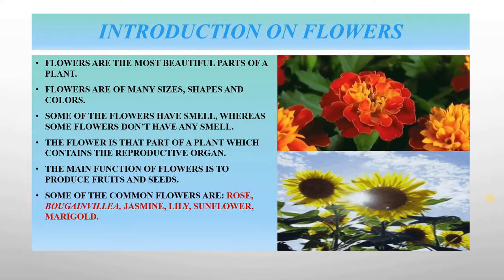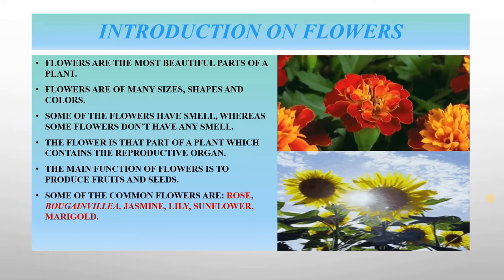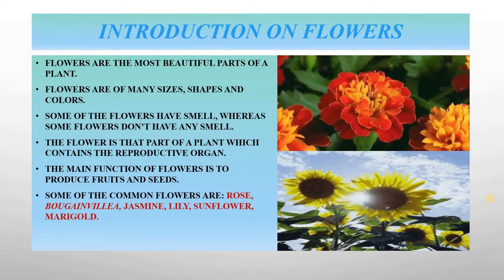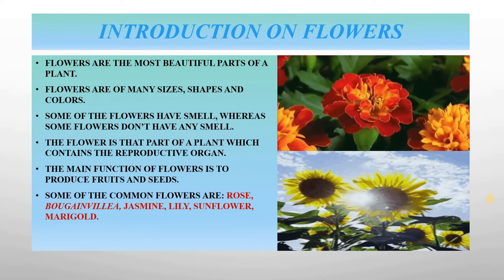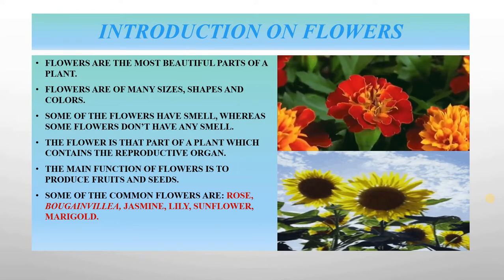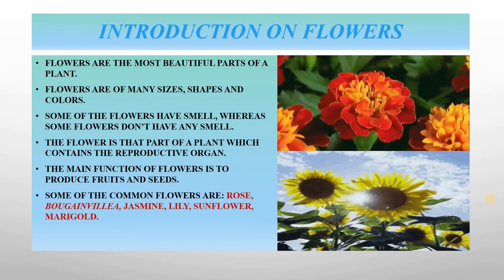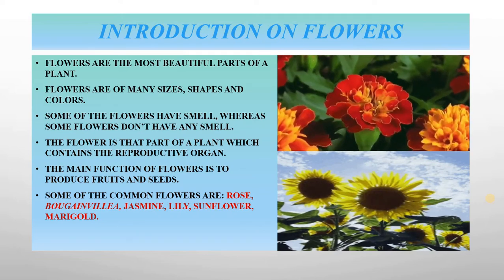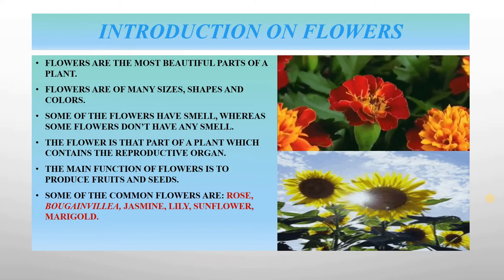Some of the common flowers are what? Rose, bougainvillea, jasmine, lily, sunflower, marigold. Okay, watermelon flower. Okay, now the sexual reproduction in plant involves the fusion of male and female gametes of the plant, which leads to the formation of seed of a plant. Then these seeds can be used to grow new plant.